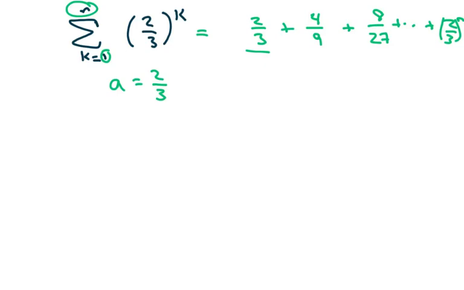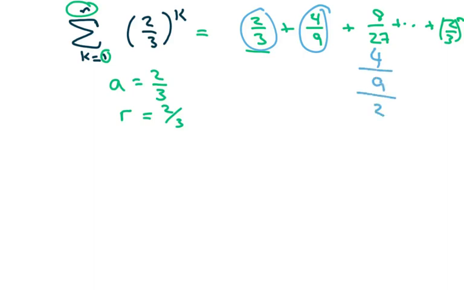My r is also 2/3, because we just keep multiplying this by 2/3. Or, again, you take one term, you could take either one. 4/9 divided by 2/3. Well, you can divide this out by, you can say 3 goes into 9 3 times, and 2 goes into 4 2 times. So that leaves you with the 2/3 there.